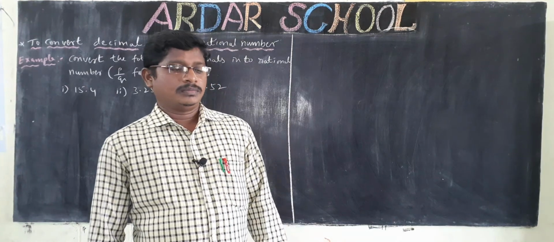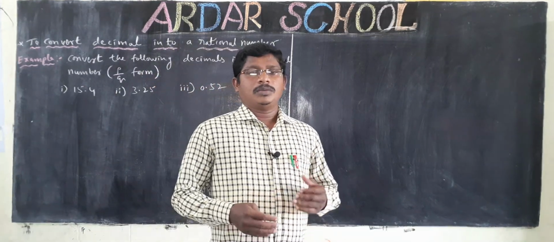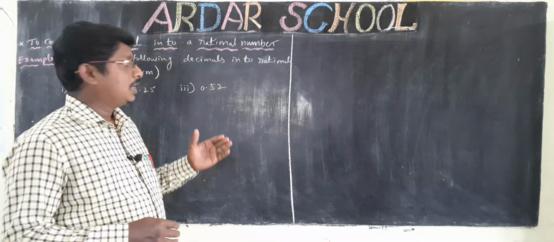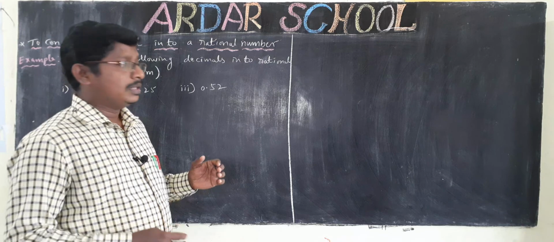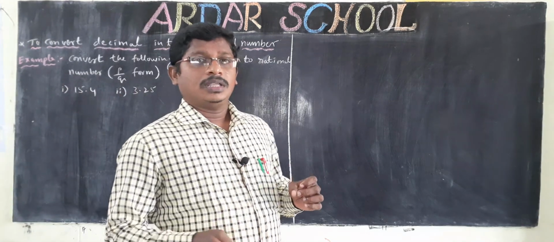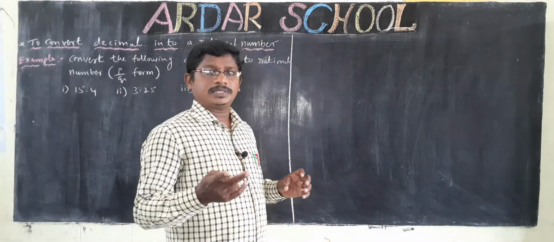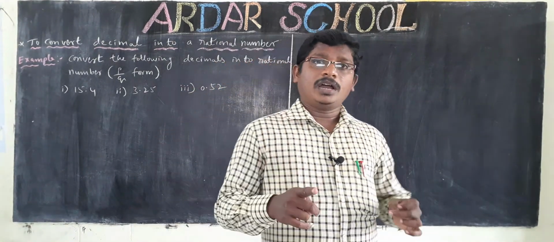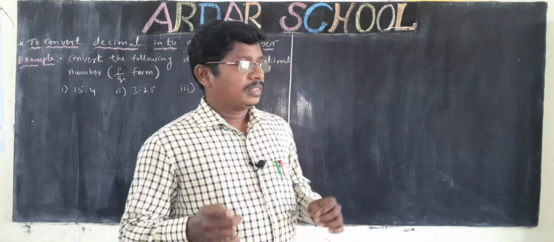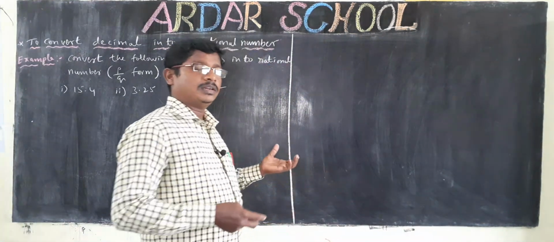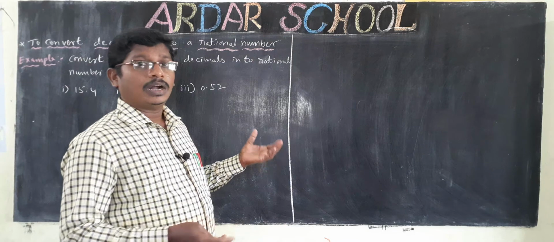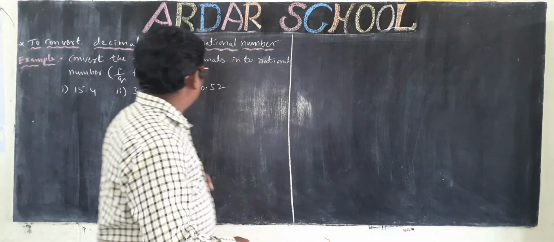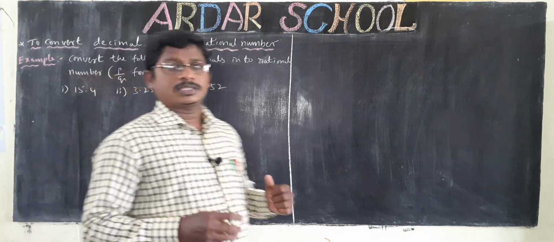Hi students, in the previous class I already discussed how to convert rational numbers into decimals. Decimals are of two types: terminating decimals and non-terminating decimals. Non-terminating decimals are also of two types: non-terminating recurring decimals and non-terminating mixed recurring decimals.